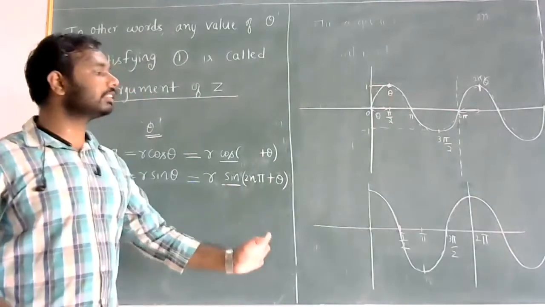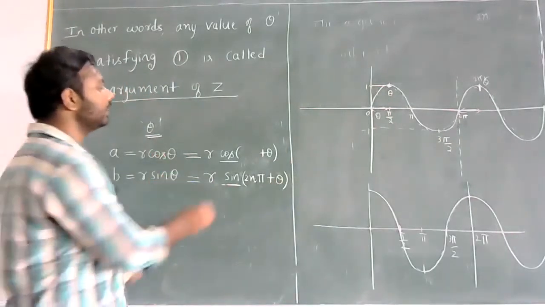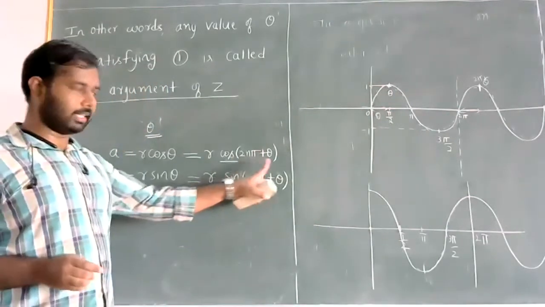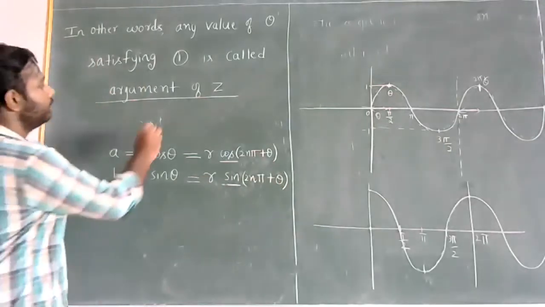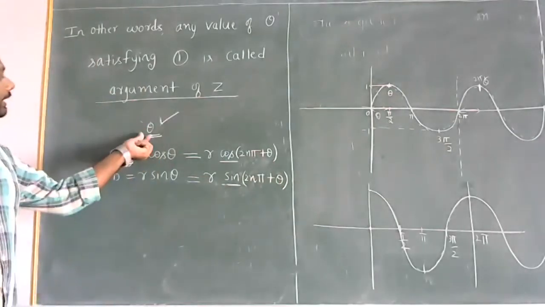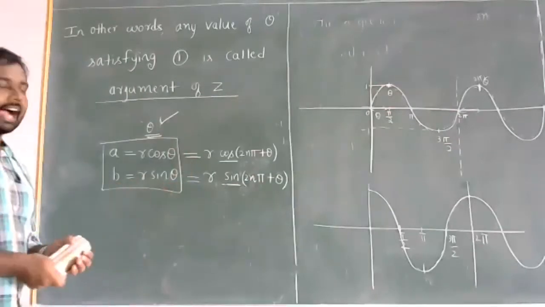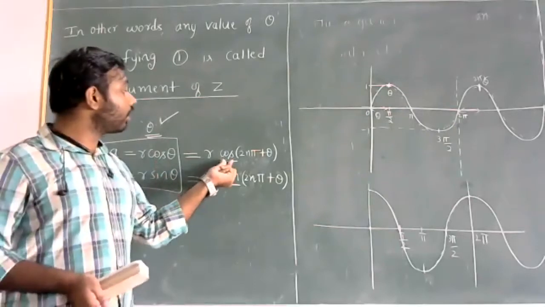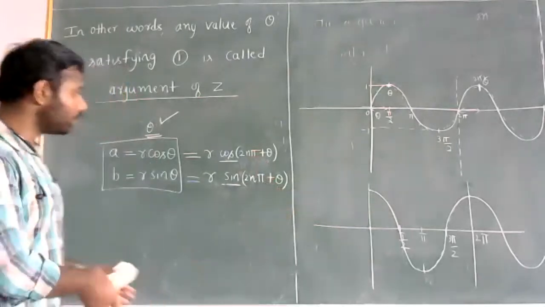So cos is a periodic function. So cos theta is nothing but cos of 2n pi plus theta. Now observe here. If I assume that theta is an argument value, then these two equations should hold. And in these two equations, I can replace cos theta and sin theta by cos of 2n pi plus theta and sin of 2n pi plus theta. So what does that mean?